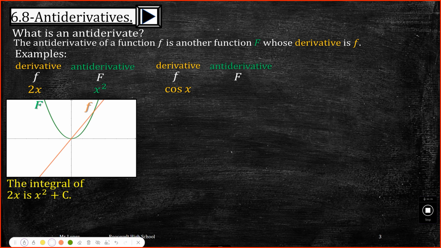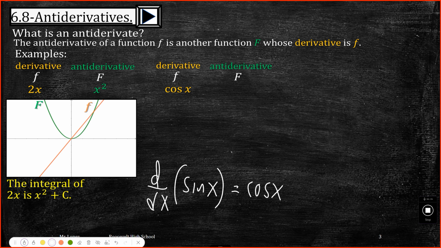So derivative and antiderivative. So the derivative is cosine x. What was its antiderivative? Well, it definitely has to be sine, isn't it? Something about sine. So the derivative, d dx, of sine x, what's the derivative of sine x? Cosine x? Is it? The derivative of sine, it is cosine x, no? So the antiderivative is sine x, no?